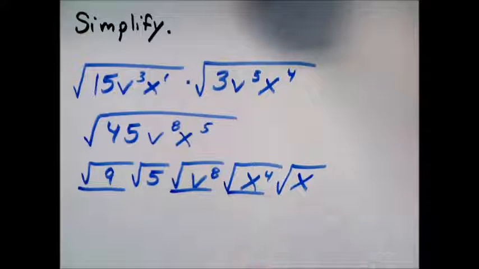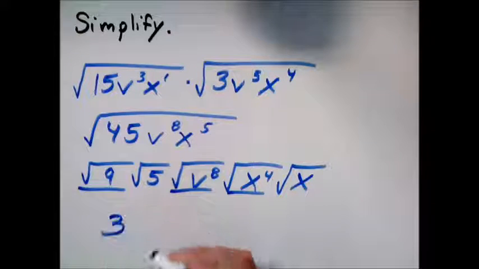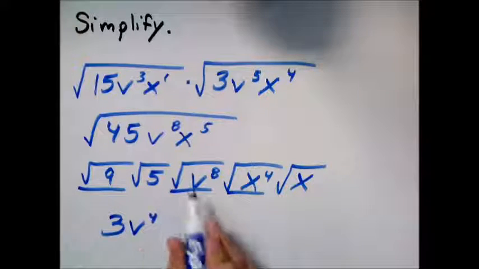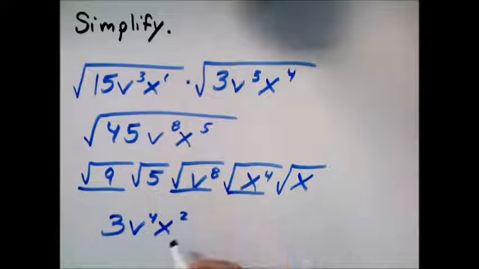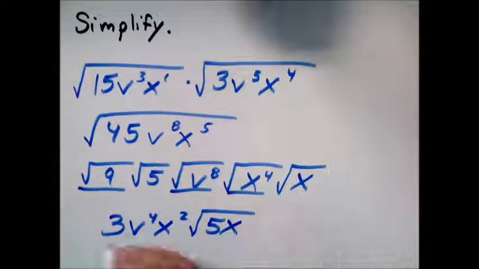So here's all the stuff that I can take the square root of. Square root of 9 is 3. Square root of v to the 8th is v to the 4th, because v to the 4th times itself would give you that. And square root of x to the 4th is x squared, because x squared times itself would give you x to the 4th. And then the stuff that's still stuck under the square root is just the 5 and the x.